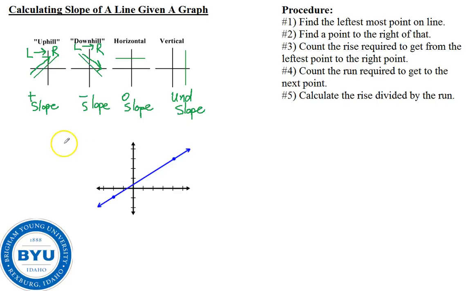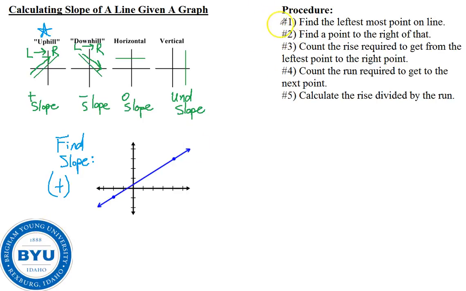Let's say that you were asked to find the slope. The first thing we want to do is identify what kind of line it is. And it's an uphill line, so our answer needs to be positive. That's just always a great thing to remember, keep in the back of our minds: it's an uphill line, going up from left to right, so our answer needs to be positive. Okay, let's get to the procedures.